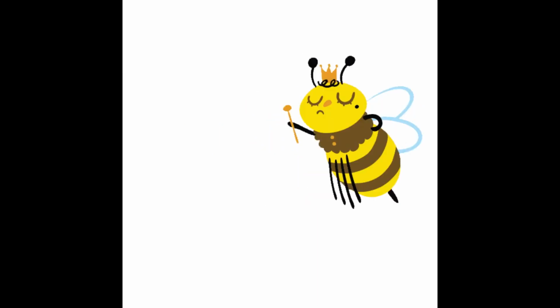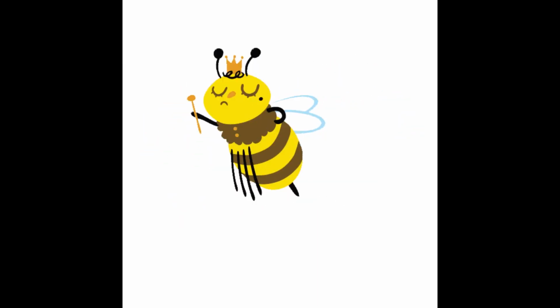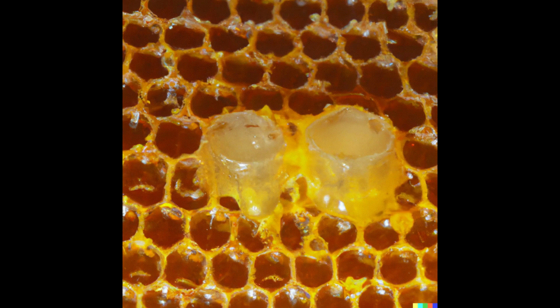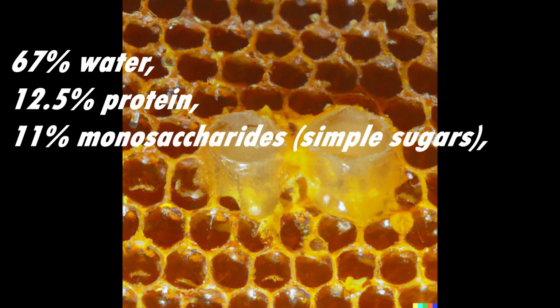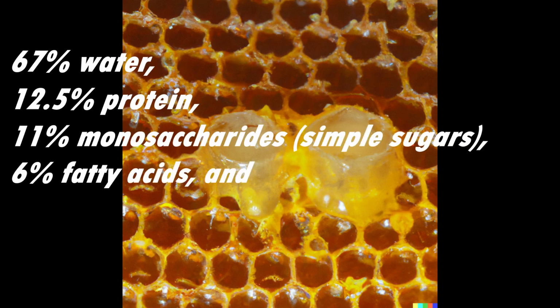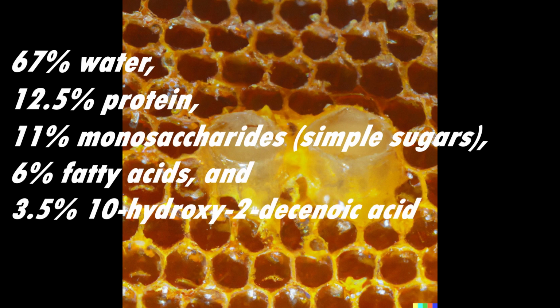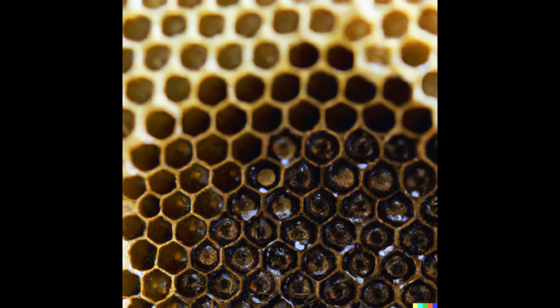The queen comes next. Queen honeybees are formed when worker bees feed a single female larva an exclusive royal jelly based diet. The composition of royal jelly is 67% water, 12.5% protein, 11% simple sugars, 6% fatty acids, and 3.5% 10-hydroxy-2-decenoic acid. The development of queens occurs in large cells and takes 16 days to complete.